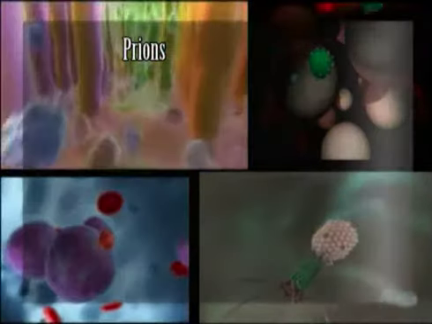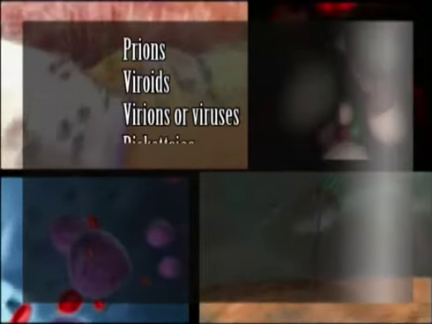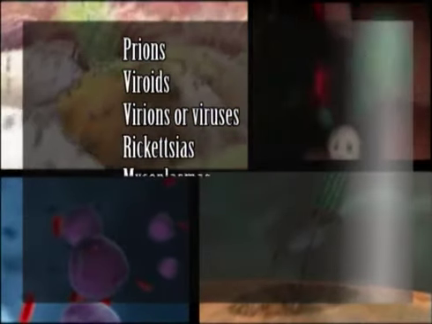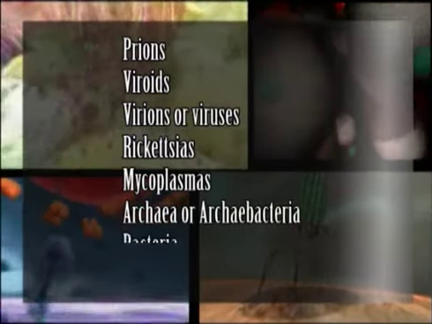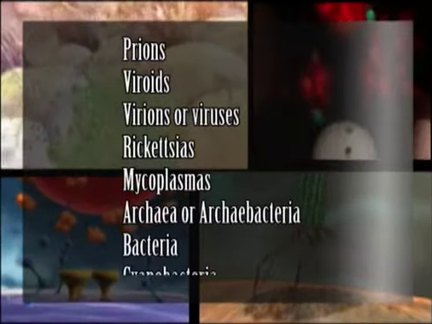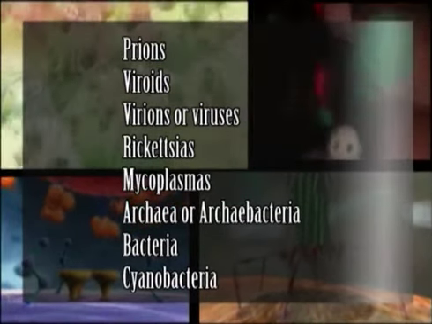Some of the major groups of microorganisms are: number 1, prions; number 2, viroids; 3rd, virions or viruses; 4th, rickettsias; 5th, mycoplasmas; 6th, archaea or archaebacteria; 7th, bacteria; and 8th, cyanobacteria.